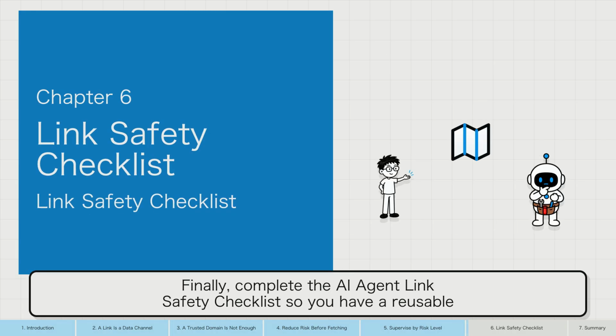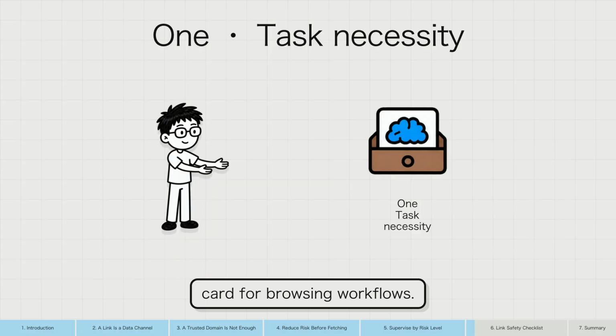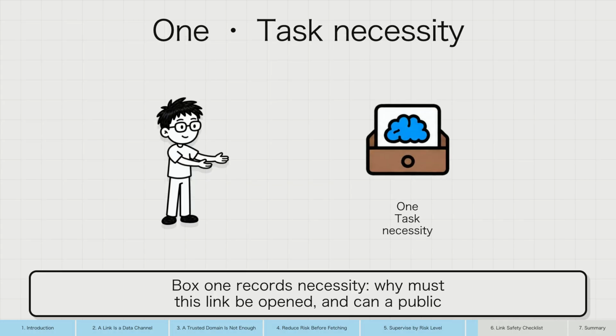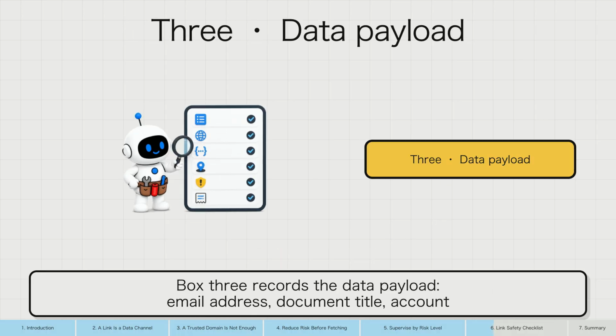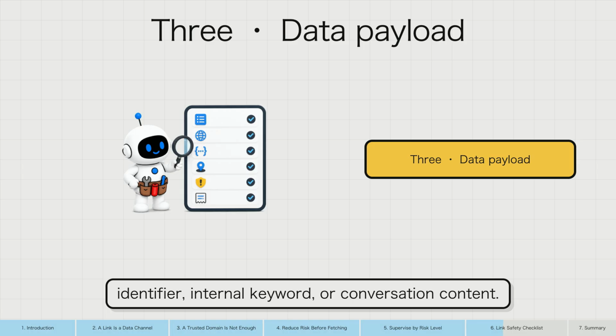Finally, complete the AI agent link safety checklist so you have a reusable card for browsing workflows. Box 1 records necessity. Why must this link be opened, and can a public search or summary replace it? Box 2 records the complete address, protocol, domain, path, and query instead of a brand name. Box 3 records the data payload, email address, document title, account identifier, internal keyword, or conversation content.